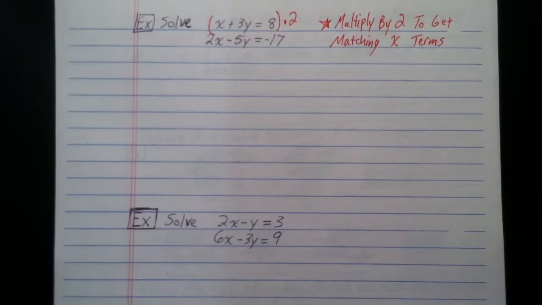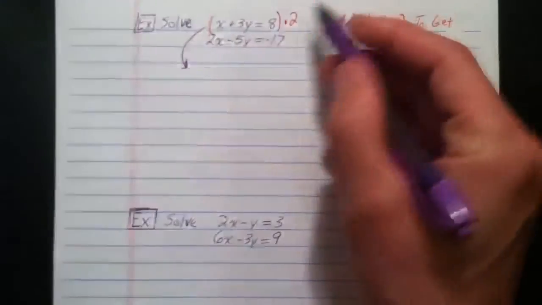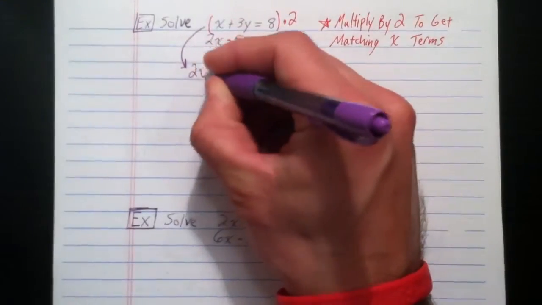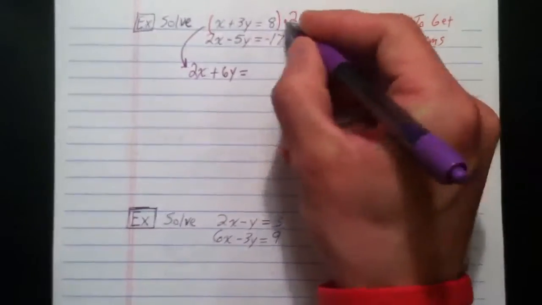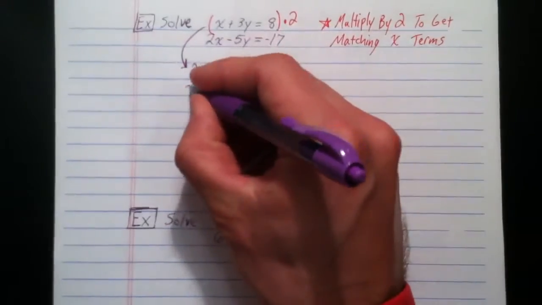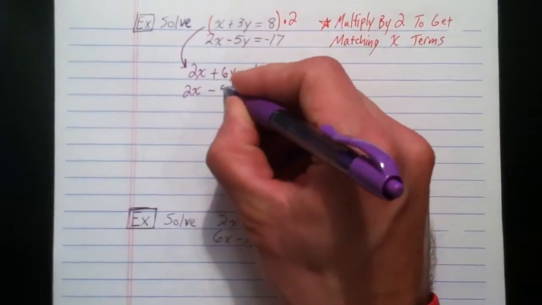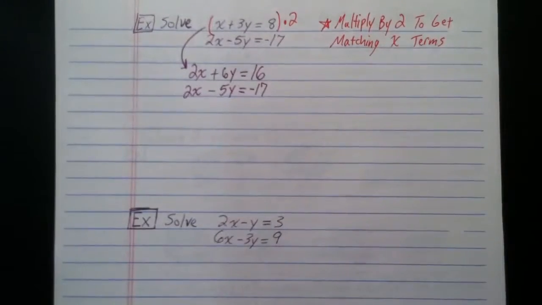Okay. So when we do that, I'm going to rewrite the system over here. 2 times x will give us our 2x. 2 times 3y gives us 6y. 2 times 8 gives us 16. Bottom equation, we'll just rewrite that. 2x minus 5y equals negative 17.